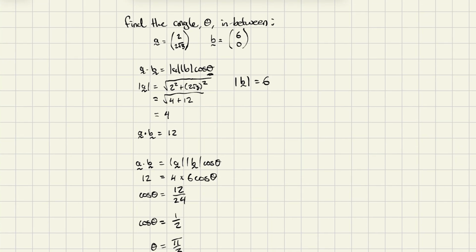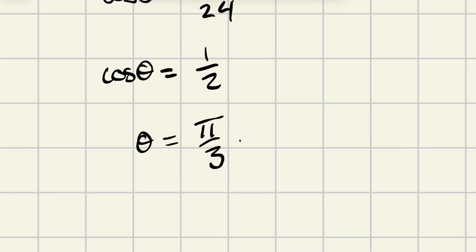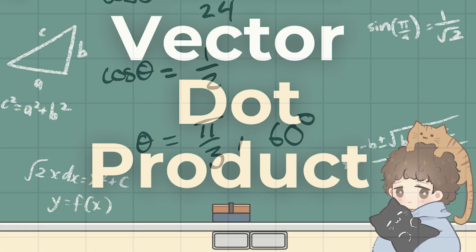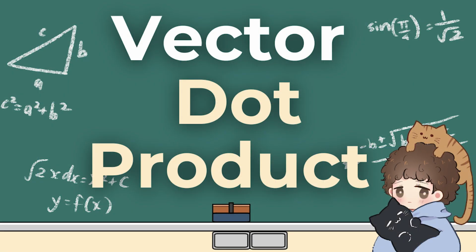The angle between the two vectors is pi on 3, or in other words, 60 degrees, if you're talking degrees instead of radians. These are just a couple of ways you can use dot products and how you'll be tested on dot products.